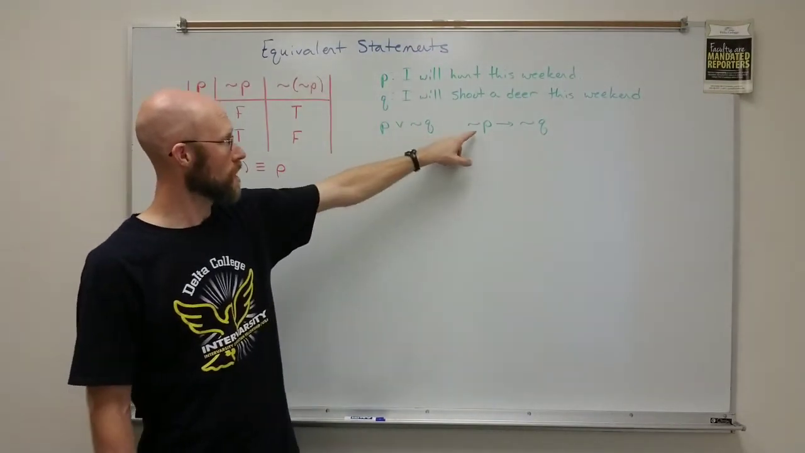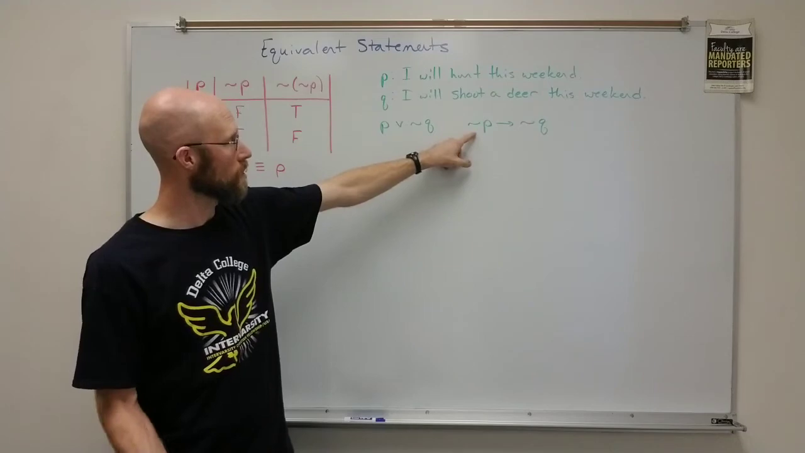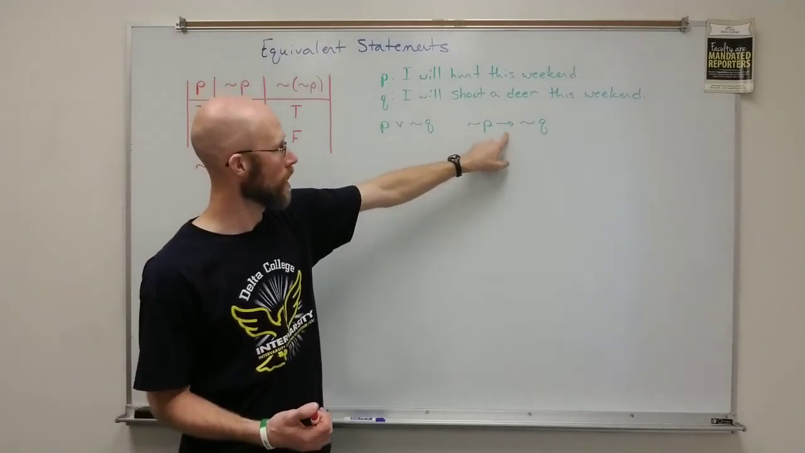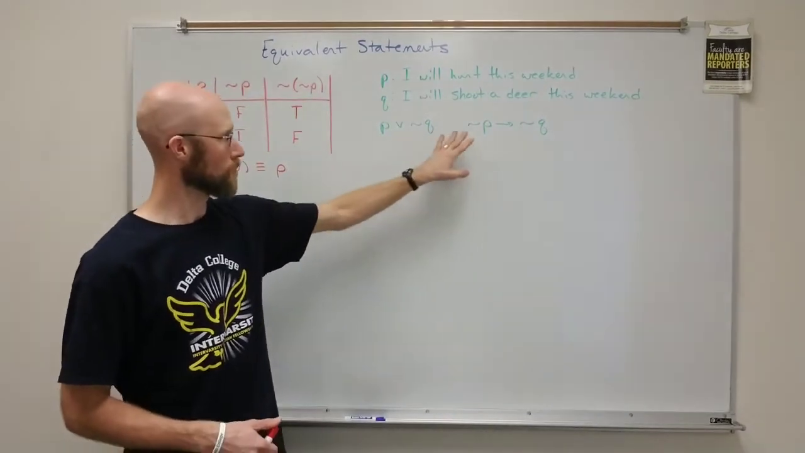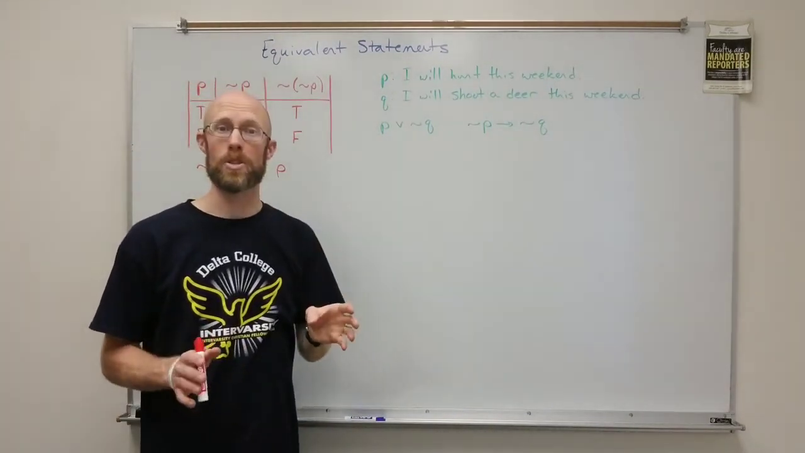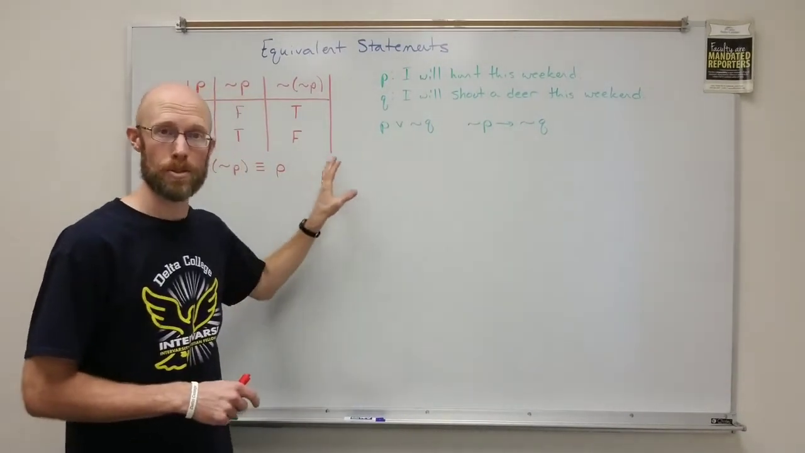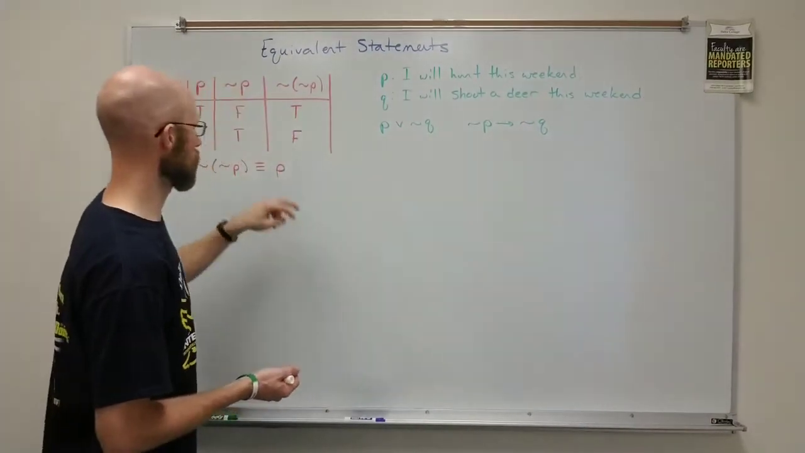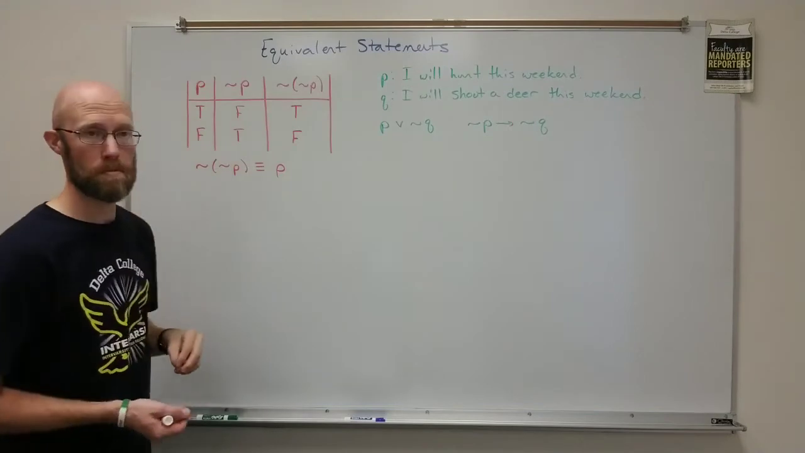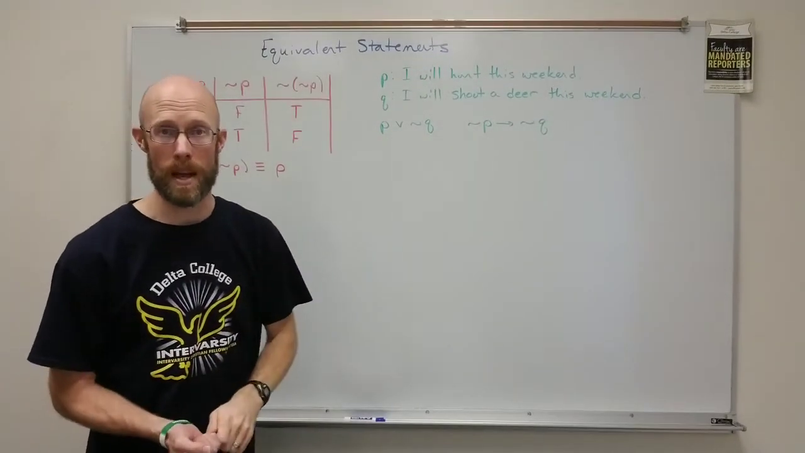I could also say, if I don't hunt this weekend, then I will not shoot a deer this weekend. So there's a couple different statements here. What I'm going to do is use a truth table to prove that these two statements are equivalent, meaning that their truth values at every location are going to be the same.